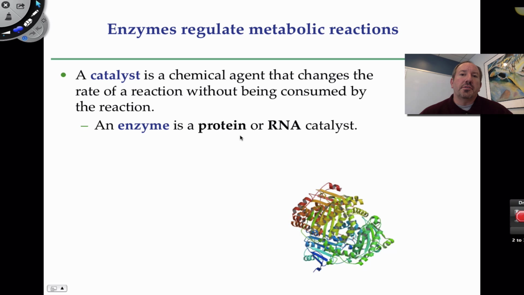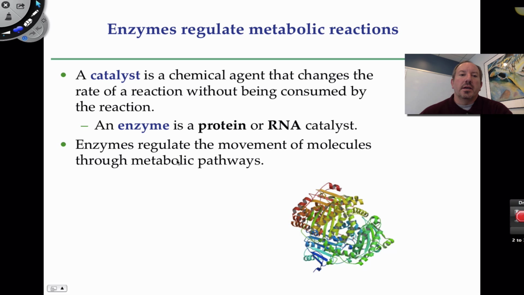What do those two things have in common? They both have the ability to have tremendous three-dimensional shapes or conformations that allow themselves to act as a catalyst. You need a complex three-dimensional shape in order to speed up a chemical reaction, and we're going to see that in the video today. That's kind of cool. Enzymes regulate the movement of molecules, because that's what we're talking about in pathways: the movement of reactants to products, and then the products become the reactants of the next pathway.